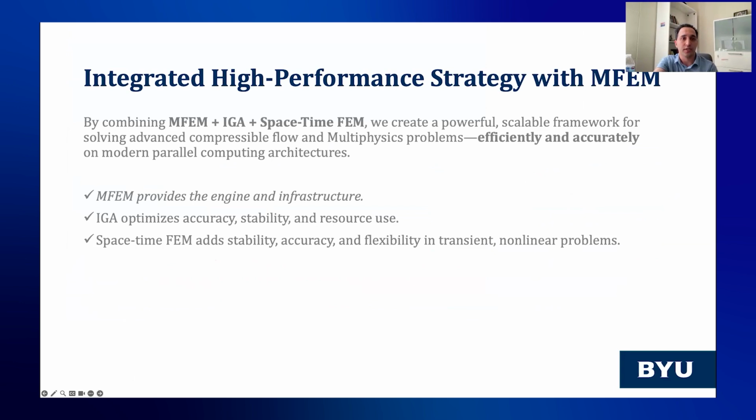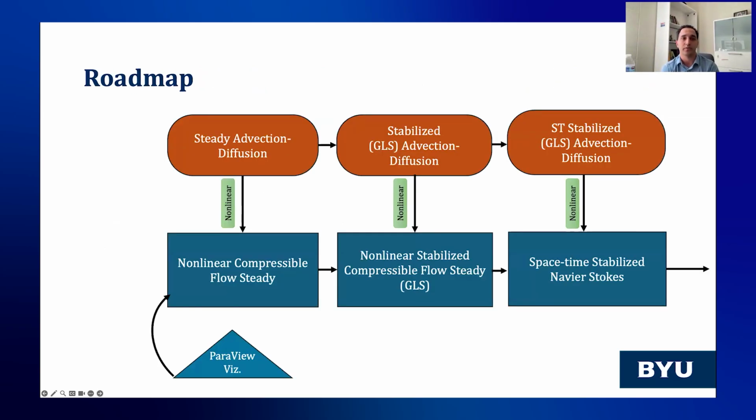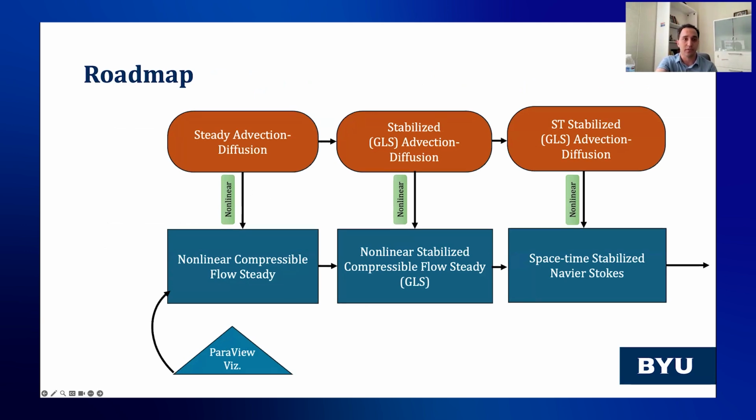This is the roadmap of what we're going to do. First, we need to have the steady advection diffusion, and after that, we have the opportunity to go to either the stabilized advection diffusion or the nonlinear compressible flow steady. And similarly, we can have the space-time stabilized advection diffusion and the nonlinear stabilized compressible flow steady. And finally, we would like to have our space-time stabilized Navier-Stokes solver.